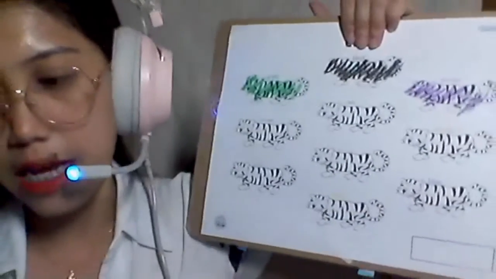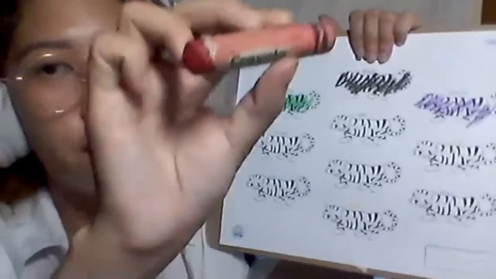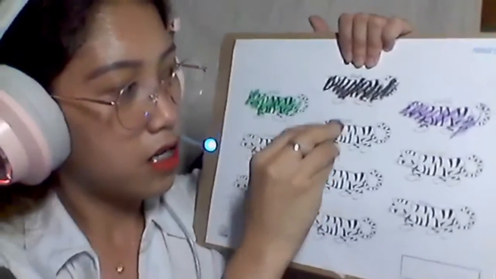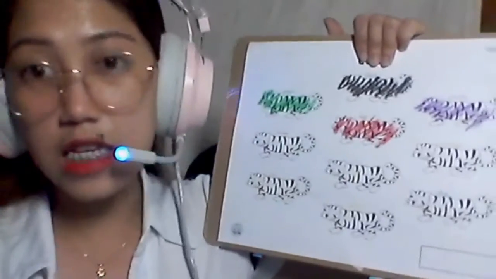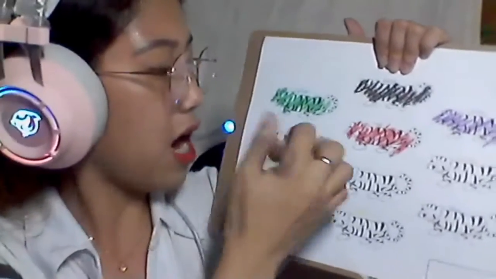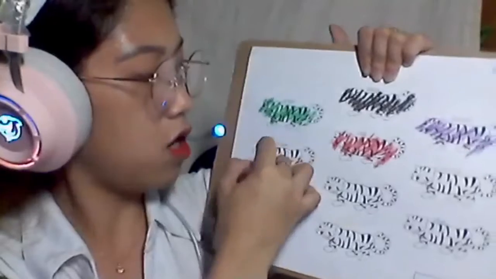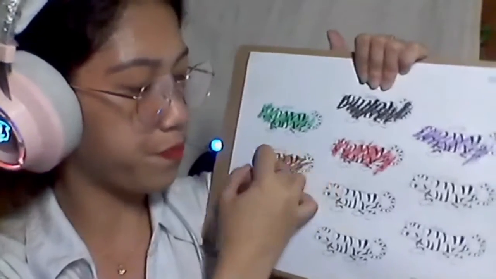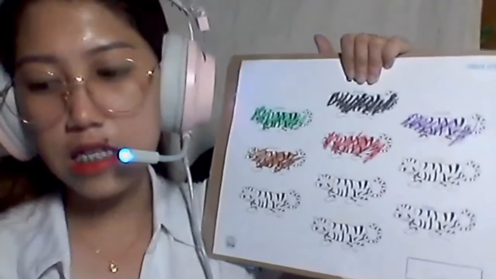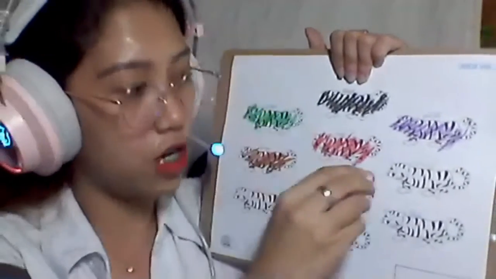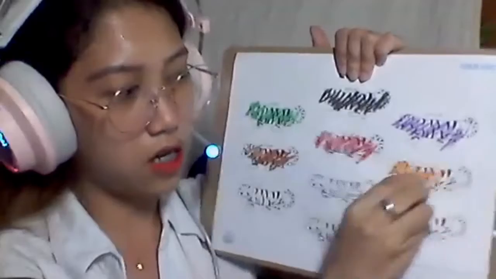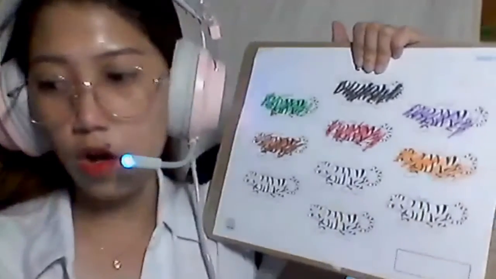And how about the next one? The next is the color red. Let's color the color red. And next is the color brown. A color brown. Next is the color orange. This is the color orange. The color orange. Next is the color gray.